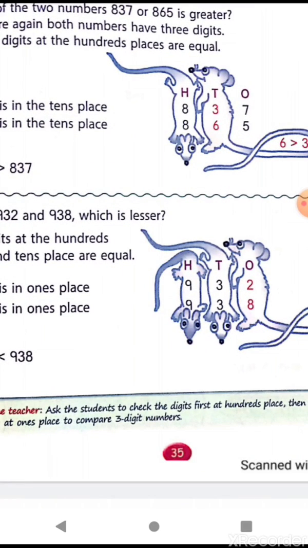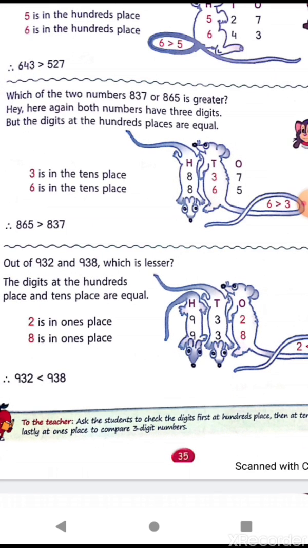So therefore, while comparing two numbers, we first compare the number of digits in both the numbers. If the number of digits in both the numbers is not the same, then the number with more digits is greater. Next case is, if the number of digits in both the numbers is the same, then we first compare the digits at the highest place, that is hundreds place. The number with greater digit at hundreds place would be greater.